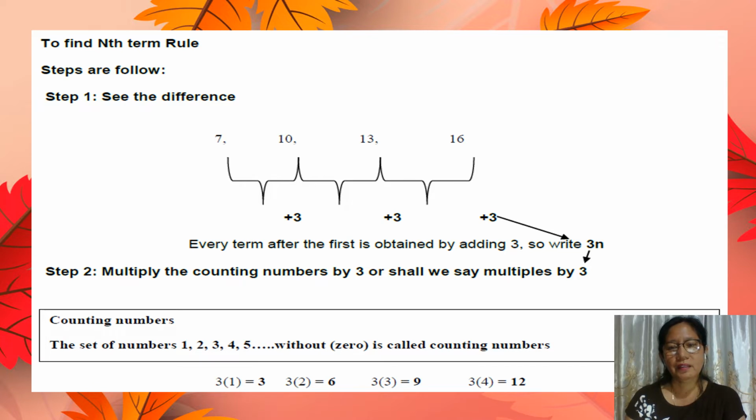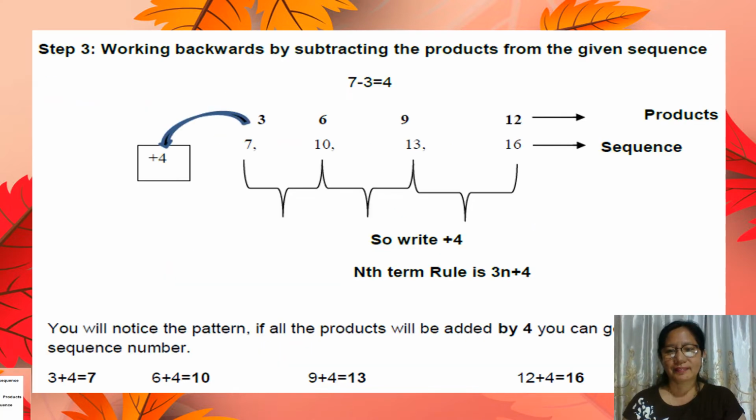If n is equal to 4, 3n, or 3 times 4, is equal to 12. So step 3, working backwards by subtracting the products from the given sequence. Our products before are 3, 6, 9, and 12.